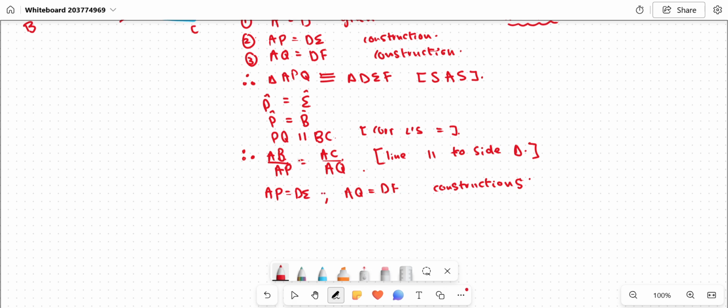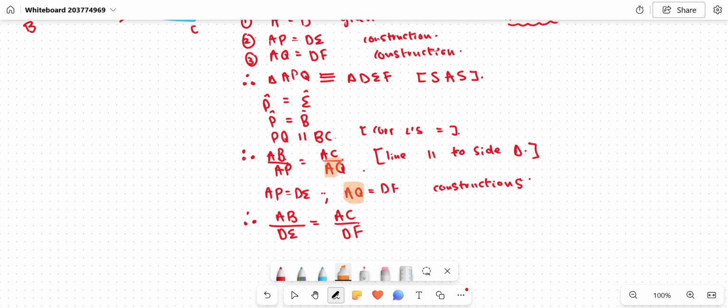And so if those guys are in fact equal to each other, I can substitute them in there. So therefore, my AB divided by my DE is equal to my AC divided by my DF. All I'm doing is just replacing the AQ that I see there with what it's equal to, which is DF, and I'm replacing the AP that I see there under the denominator with what it's equal to, and that's equal to DE. And on this note, I'm done. I've already proven that those sides are in fact proportional to each other, and my reason will just be.